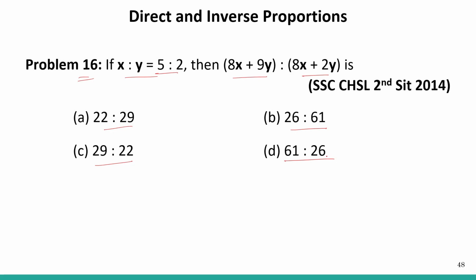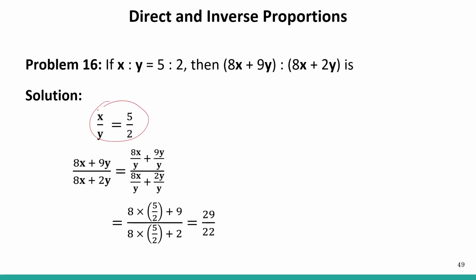So x by y is equal to 5 by 2. So 8x plus 9y whole by 8x plus 2y is equal to 8x by y plus 9y by y, over 8x by y plus 2y by y. So 8 into 5 by 2, plus 9 in the numerator and plus 2 in the denominator. So we arrive at 29 and 22.